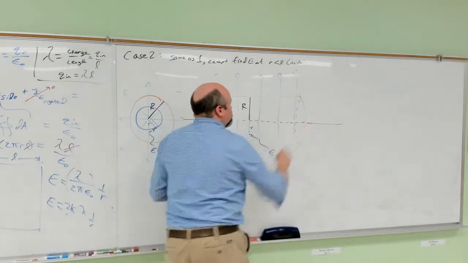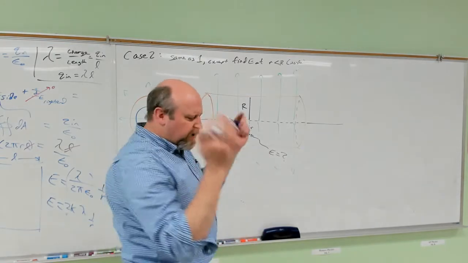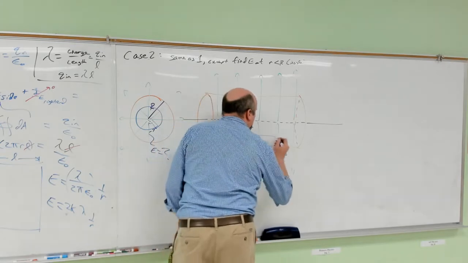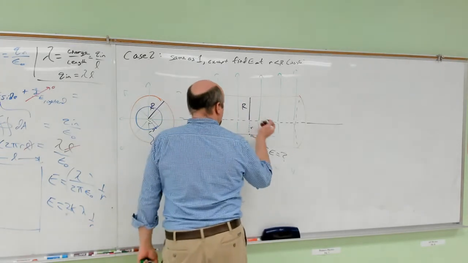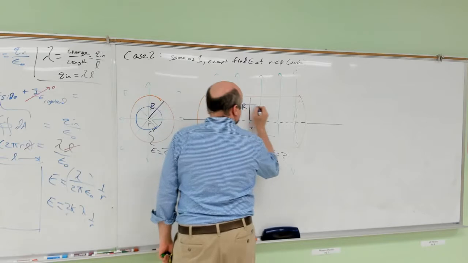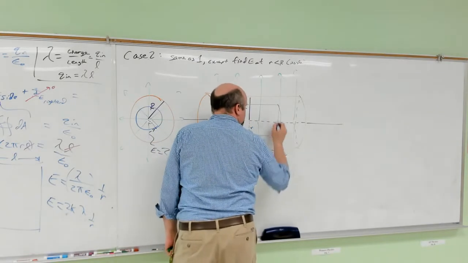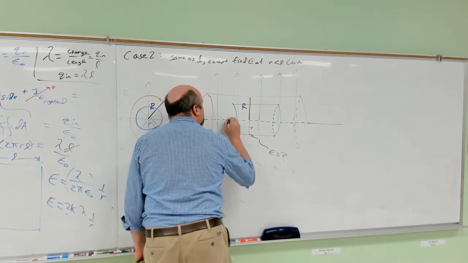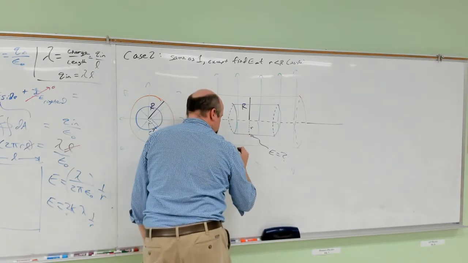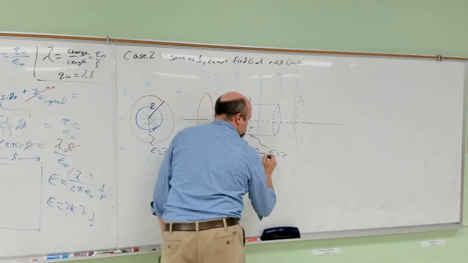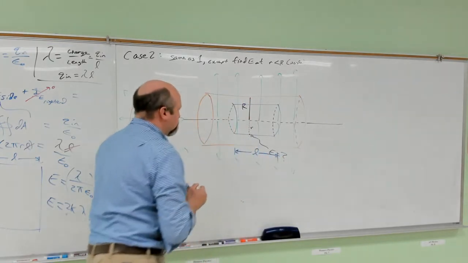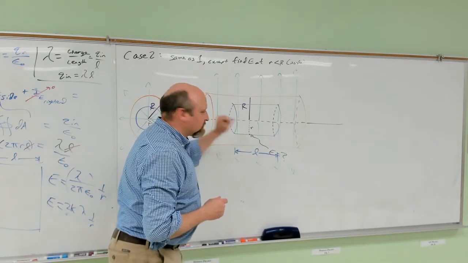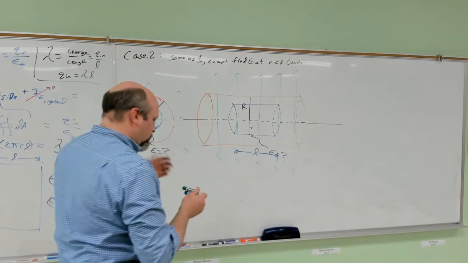How long am I going to make the cylinder? I'm not going to make it infinitely long, because then I have infinite charge inside and infinite surface area, and it causes problems. So I'm going to draw my cylinder with some arbitrary length L. It could be any length. So my Gaussian surface is a cylinder of length L and radius little r.